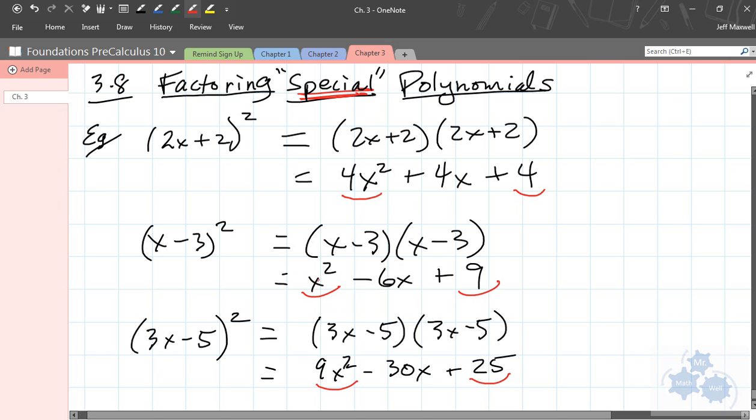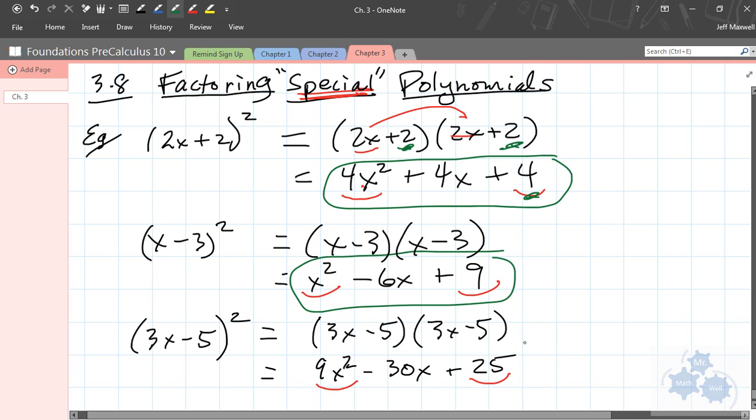x squared is a perfect square. What is it? x times x. 9x squared is a perfect square. That's 3x times 3x. All perfect squares. And it makes sense, doesn't it? You're multiplying something times itself to get this one. You're multiplying something times itself to get this one. That makes sense, right? So this is our first special polynomial, okay? It's a polynomial that looks like these ones, where the first and last terms in the trinomial are perfect squares.